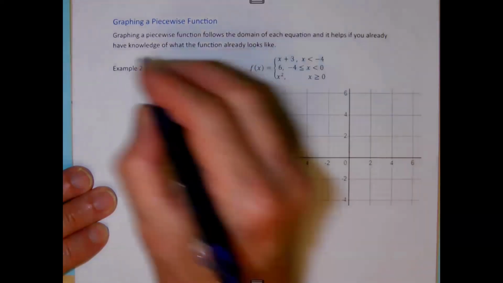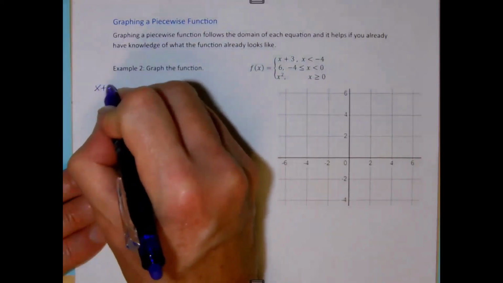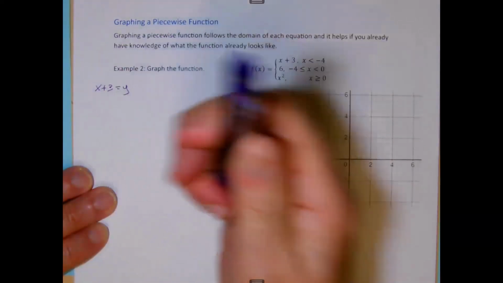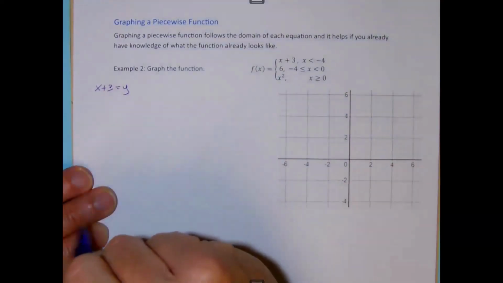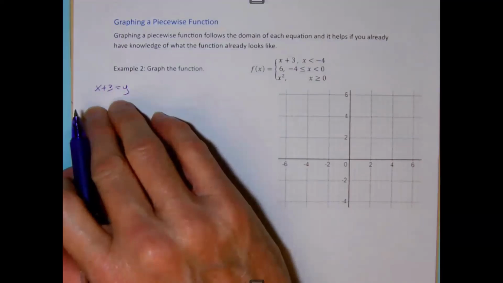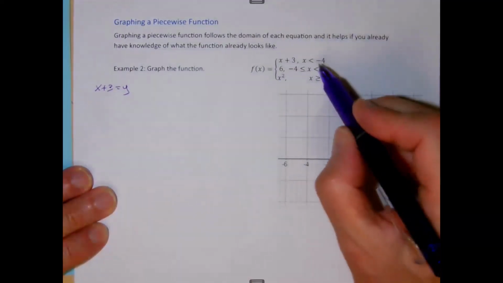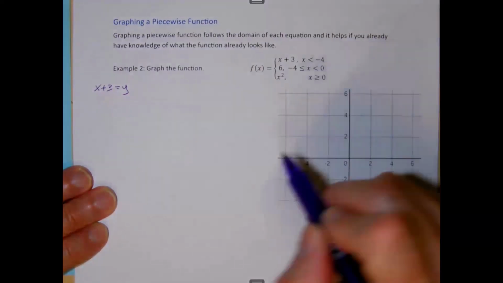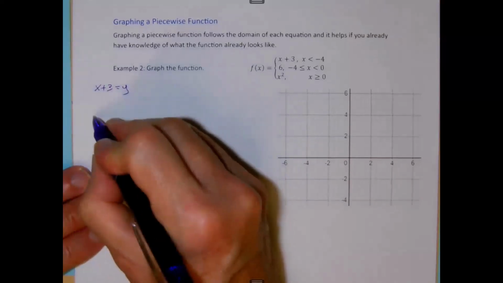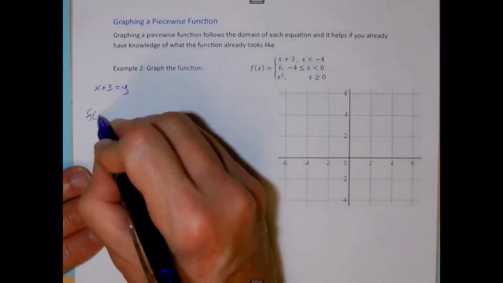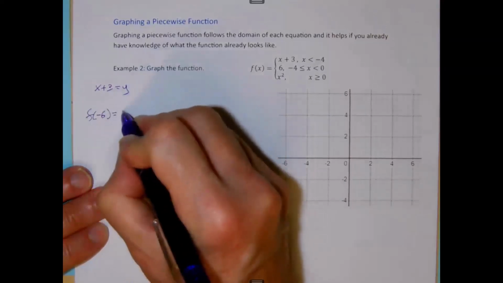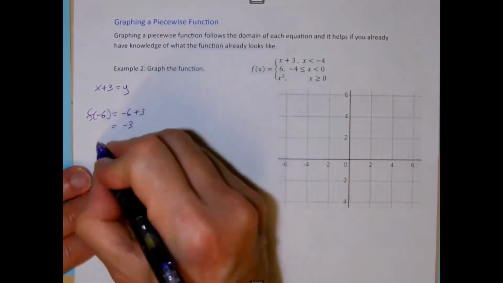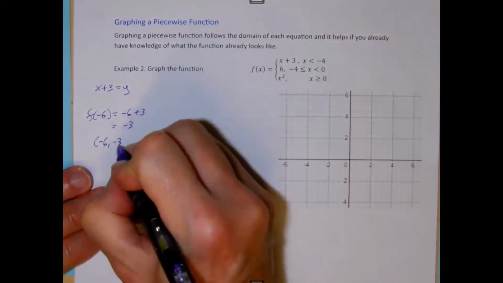This is a linear equation. When I look at x plus 3, I know it's linear, so I'm expecting to get a line. And to graph a linear equation, all I need is 2 points. One thing you can do is pick a point that is, for example, less than -4. So try f of, let's say, -6. Enter that here, and that gives me -3. So that produces the ordered pair -6, -3.